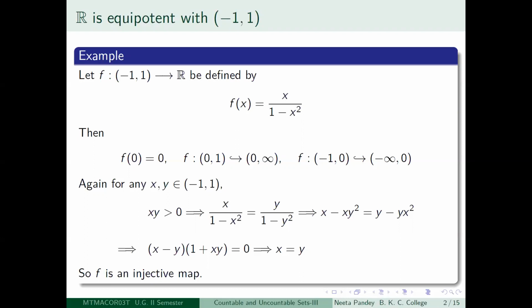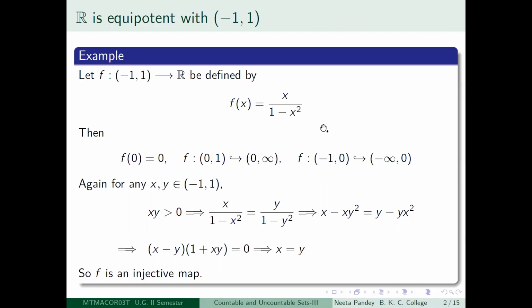And the proof which we are going to give here actually describes a bijective mapping from the open interval (-1, 1) to the set of real numbers. So the definition is that given any x between -1 and 1, you define f(x) to be equal to x divided by 1 minus x squared.